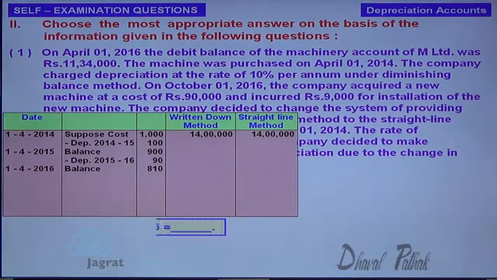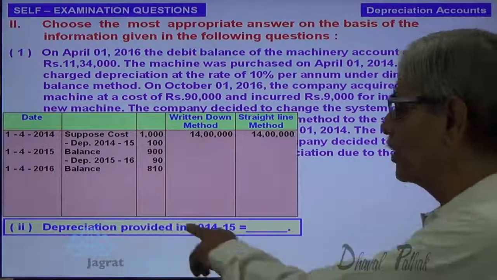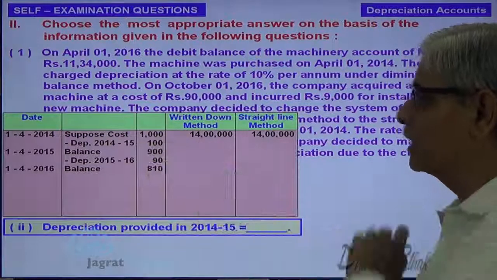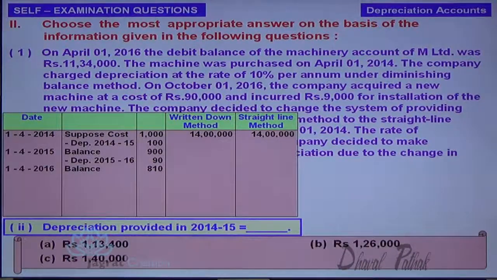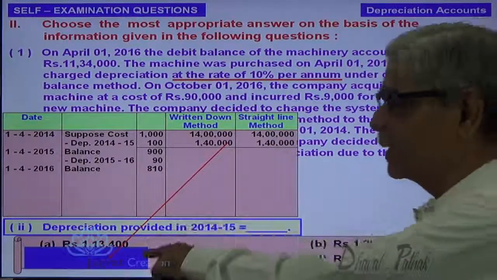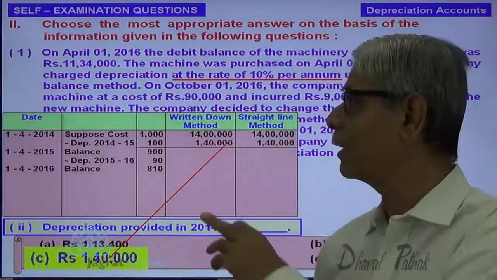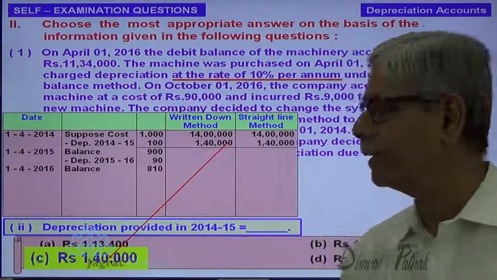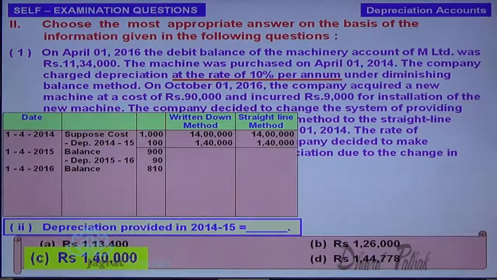Now the next multiple choice question. What is the depreciation provided for 14-15? These are the 4 options. The rate of depreciation is 10% under the diminishing balance method. So 1,40,000 is the depreciation under the diminishing balance method. First year's depreciation is the same under the diminishing balance method and the straight line method if the rate of depreciation is the same. So 1,40,000 is the depreciation for the first year.